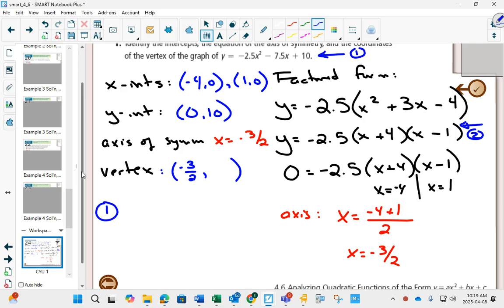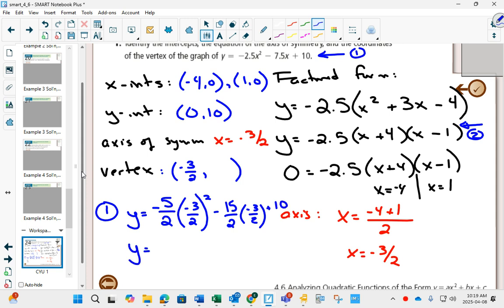So finding my vertex by plugging it into the first one. I would change -2.5 to a fraction, -5/2. Then I'd plug in -3/2 squared minus 7.5 is 15/2 multiplied by -3/2 plus 10. Order of operations. Square first, so this becomes 9/4.